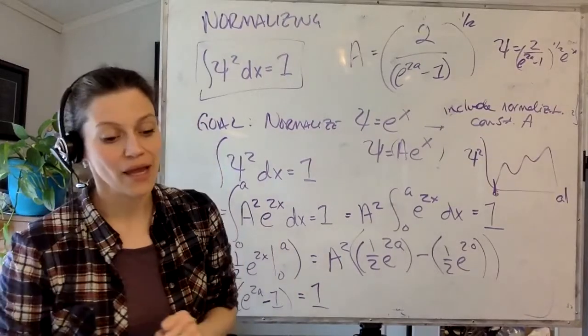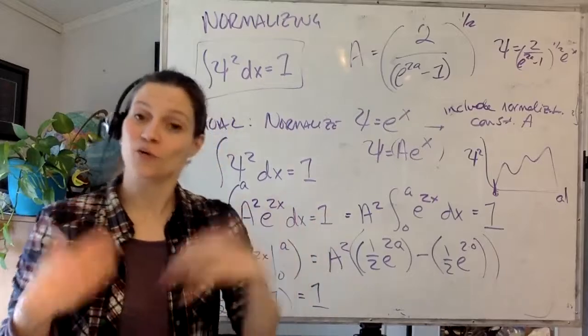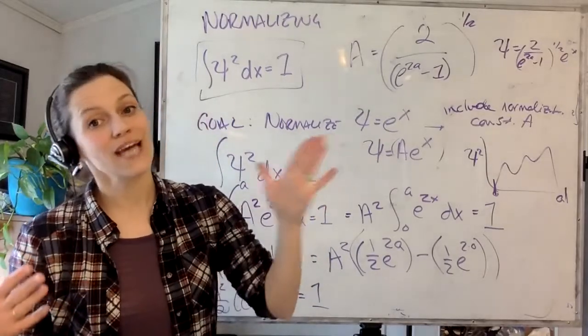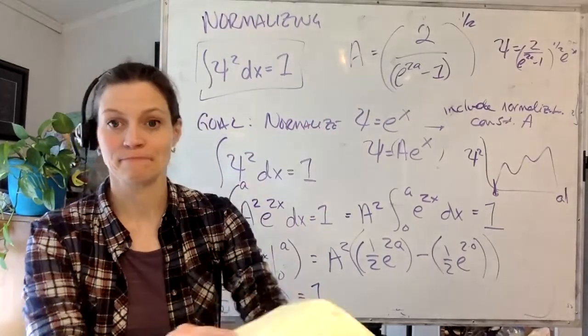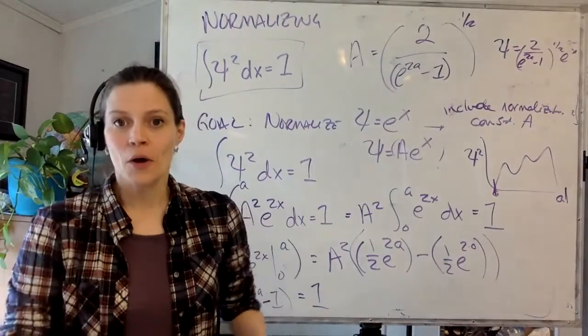Go team. Okay, that's called normalizing, and you always need to include a normalization constant with your wave function to guarantee that you satisfy Born's postulates. All right, you're going to do some examples of that, and we'll do some examples in class.